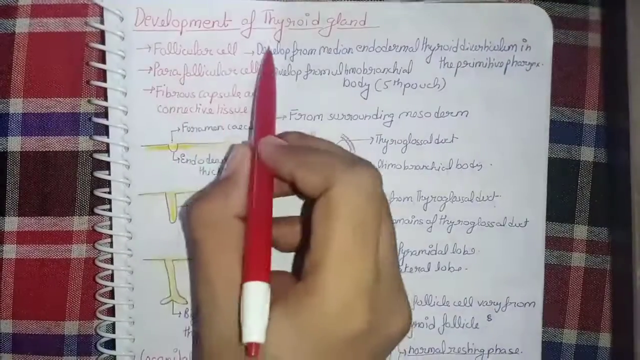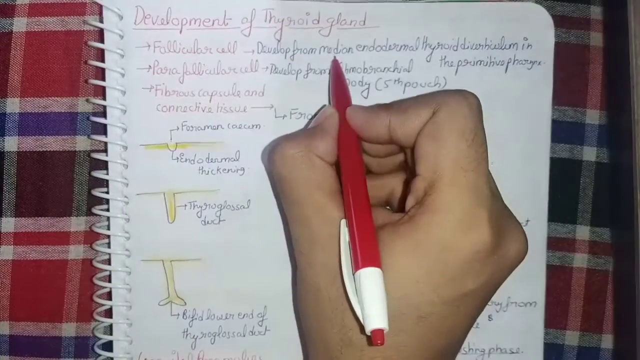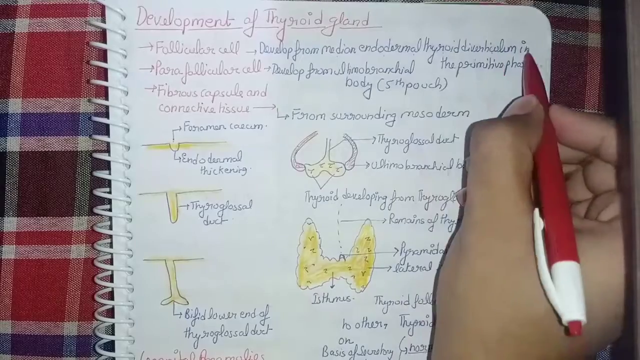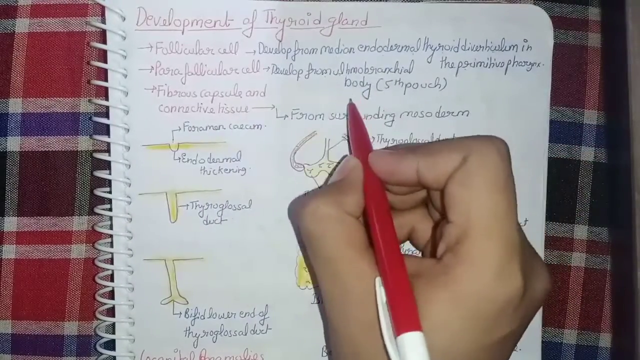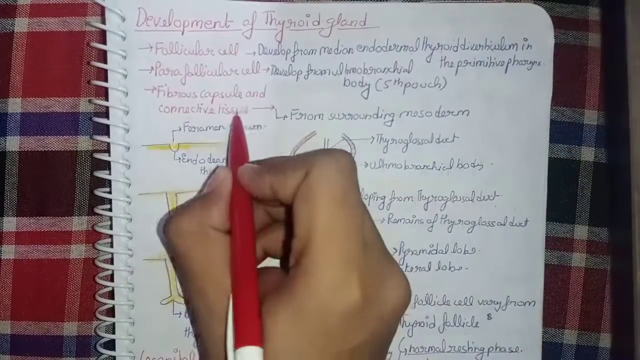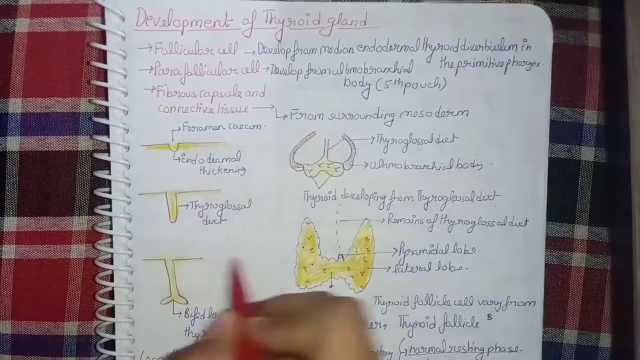Now coming to development of the thyroid gland. Follicular cells develop from the median endodermal thyroid diverticulum in the primitive pharynx. Parafollicular cells develop from the ultimobranchial body, which is the fifth pouch. Fibrous capsule and connective tissue develop from the surrounding mesoderm. So these are the steps.